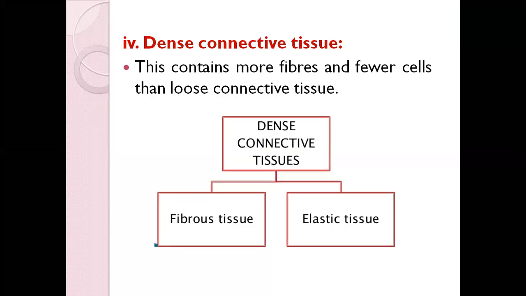So in this dense connective tissue, it has more fibers and fewer cells. And again, this dense connective tissue is divided into the fibrous tissue and the elastic tissue. As the word itself says, fibrous tissue helps in wound repair, and it will have lots of collagen. Elastic tissue helps in your elasticity, and this type of tissue will have lots of elastic fibers.